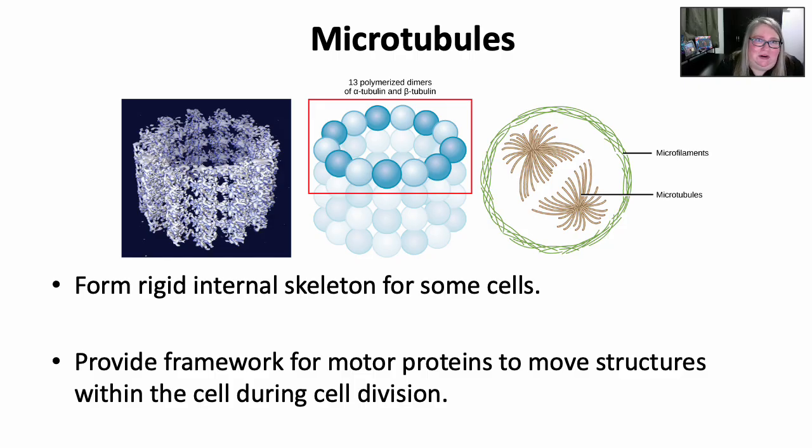Now, because the microtubules are made from tubulin, they're very rigid. So they're going to make the internal skeleton for some cells, and this is going to be a way to help the cell maintain their shape. But one of the biggest things is they're going to act like the road system for our vesicles. They're going to provide the framework for our motor proteins to move structures within the cell during cell division. In fact, the microtubules are going to be what moves things to opposite ends right before things divide. So if you have two sets of every organelle, one set has to be on one side of the cell and the other set needs to be on the other side. And microtubules are going to be what does that. So we're going to build our microtubules during that cell division.